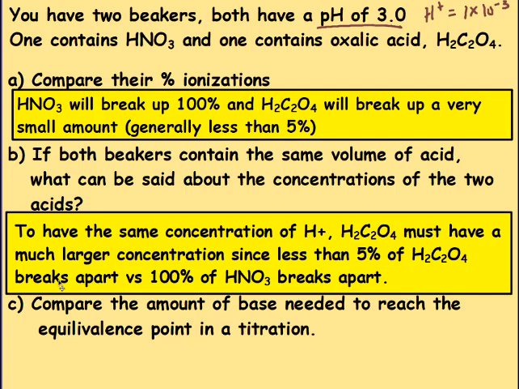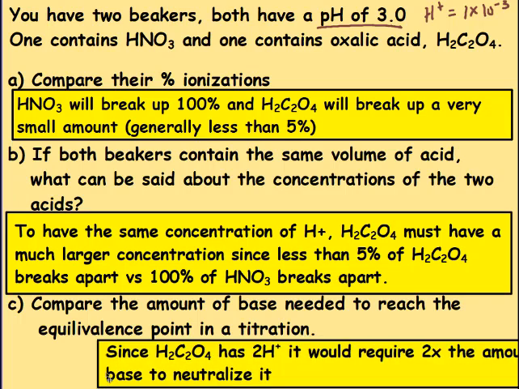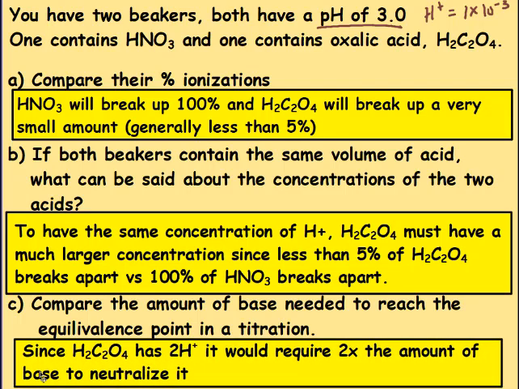So C, how much base is needed to reach the equivalence point in the titration? So this one was a little tricky because most people think, well, a strong acid is going to require much more base to neutralize it than a weak acid, when in reality it requires the same amount of base to neutralize a strong acid or a weak acid if they both have one hydrogen. But in this case, I have 2 hydrogens on my weak acid. Therefore, the weak acid, oxalic acid, would actually require twice the amount of base to neutralize it.